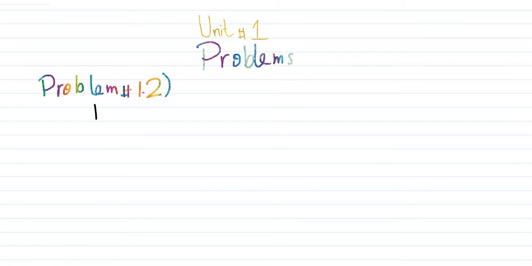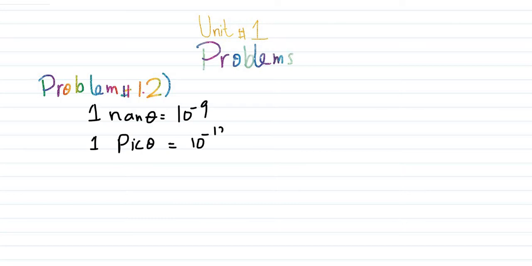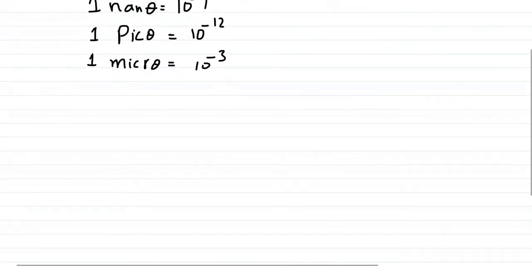So you know that 1 nano is equal to 10 raised to power minus 9. 1 pico is equal to 10 raised to power minus 12. And 1 micro is equal to 10 raised to power 3. You are familiar with these prefixes.